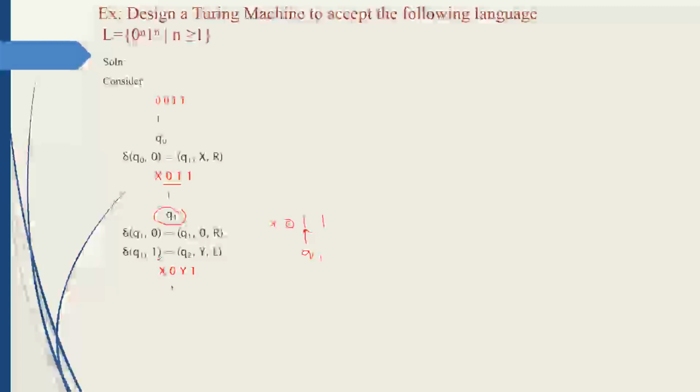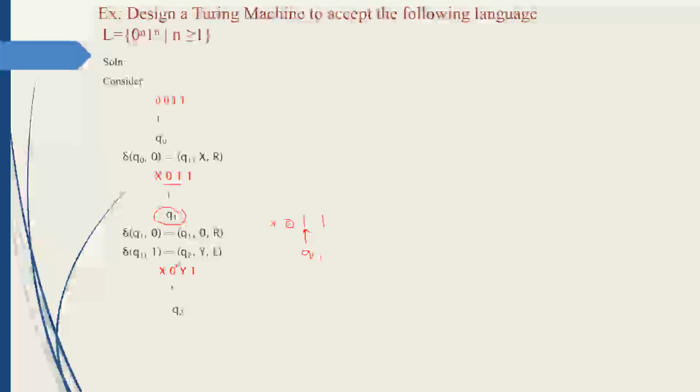If you check here, delta Q1, 1: change the state to Q2. You have changed the state to Q2. Let Y be as it is, move the cursor to left direction. The cursor has been moved to left direction. So the state has been changed to Q2. Check here, you are in the state Q2.